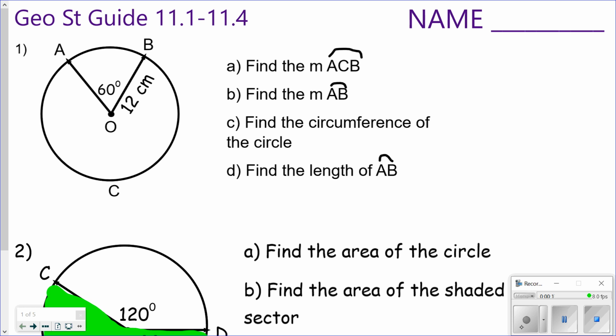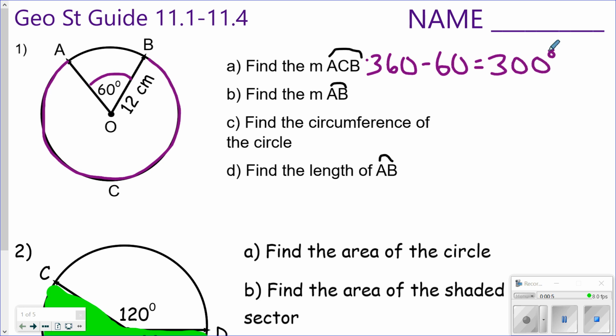For part A, we want to find the measure of arc ACB. So that would be ACB, this arc right here. Well, we know an entire circle is 360 degrees. We notice that this sector here has a degree of 60. So to figure out everything else, we're just going to do 360 minus 60. And that means that arc ACB would be 300 degrees.